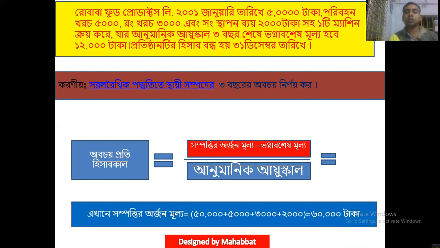In this case, I would like to mention again the acquisition cost of the asset is 50,000 plus 5,000 plus 3,000 plus 2,000. That means equal to 60,000 in total. It is mentionable that every year depreciation under the straight line method will show the same figure. So let's go to solve the respective problem.